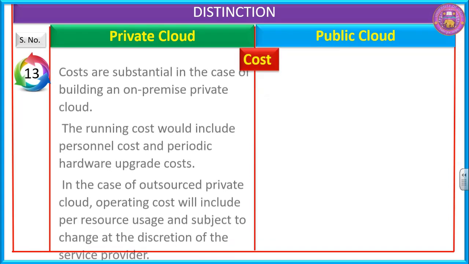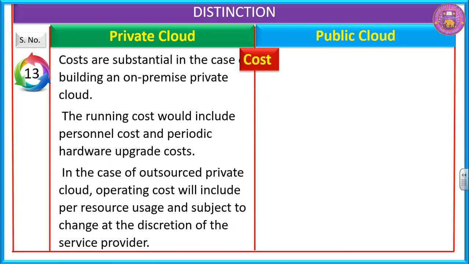13th, cost. Regarding private cloud, costs are substantial in case of building an on-premise private cloud. In that case, the running cost would include personnel cost and periodic hardware upgrade cost. In the case of outsourced private cloud, operating cost will include per resource usage and subject to change at the discretion of the service provider.